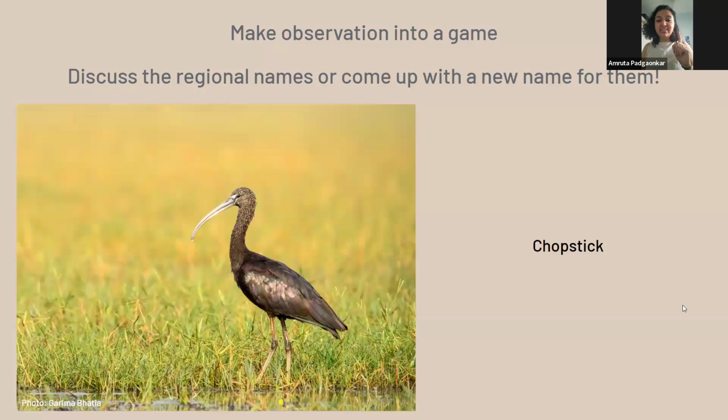Can anyone beat this name for the ibis? A kid called it a chopstick. We saw an ibis foraging. It was trying to use its beak to look for worms and insects near a wetland, and they're like, "Oh, I use my chopsticks this way. I'm calling it a chopstick bird." So, can anyone beat this creativity?